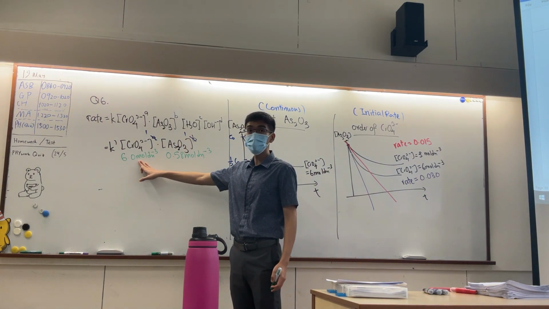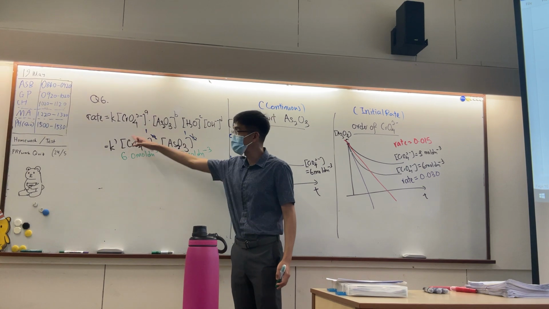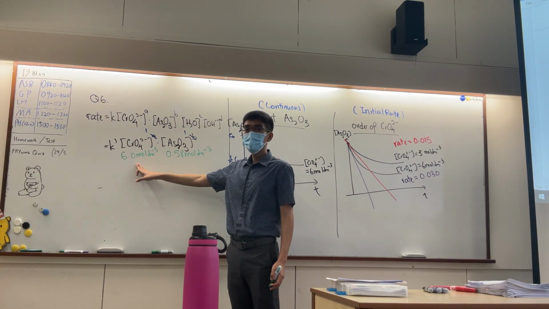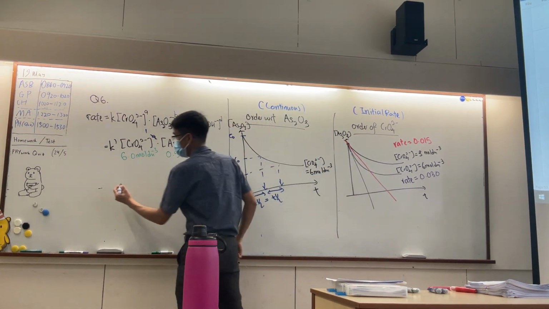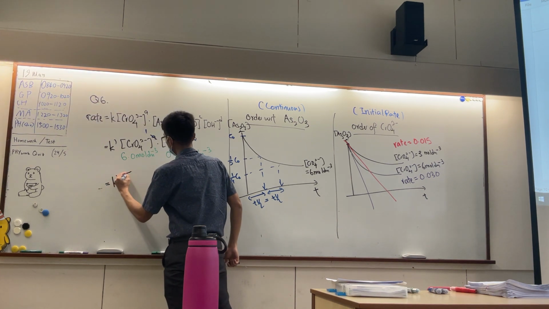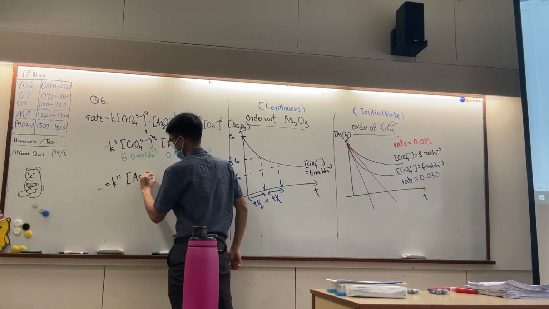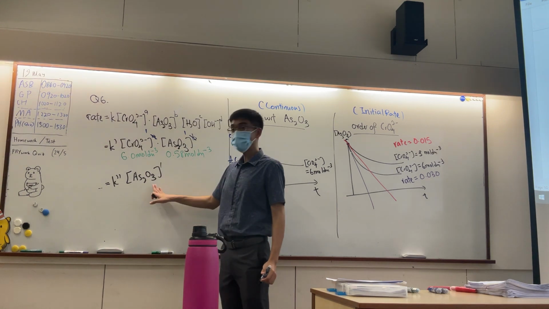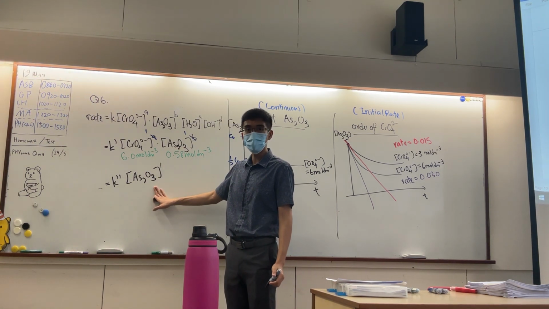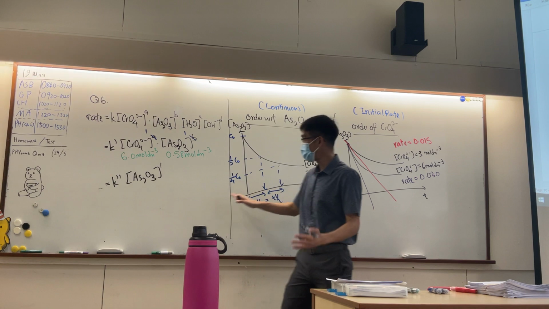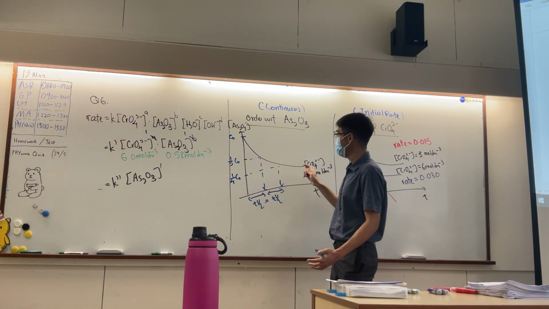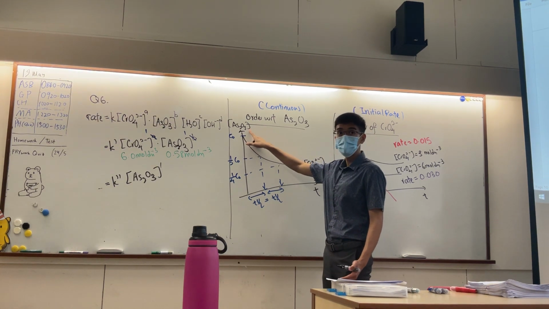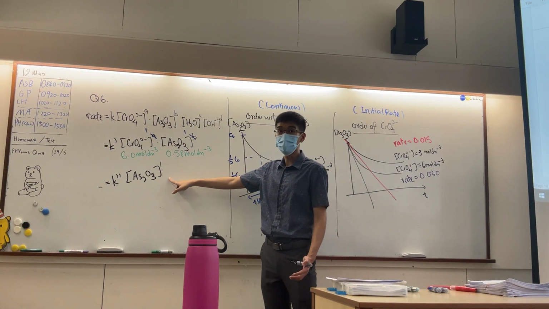It is present in large excess, which means that this concentration will remain relatively constant during the course of the reaction. That's why I can further simplify the rate equation to be like this. And that is why it is a pseudo first order reaction. Does this make sense? That is why this graph shows a constant half-life with respect to As2O3, because it is a pseudo first order reaction.